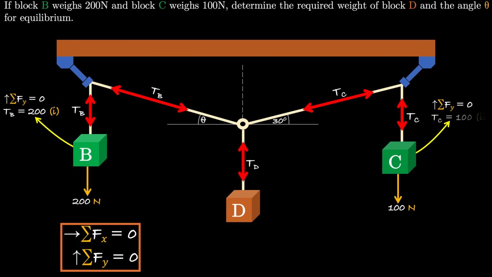Now let's go to the center right here. As you can see, we have two ropes with different tensions, and you know that the side which includes the angle is going to be cos theta, and the side that doesn't include the angle is going to be sin theta. So let's start by resolving along the y-axis. We're going to have TB sin theta plus TC sin 30, and this should be equal to the weight of the body D if we resolve along the y-axis.